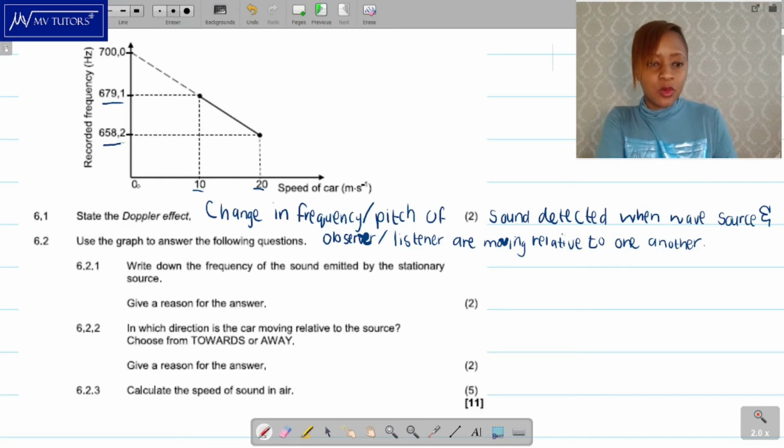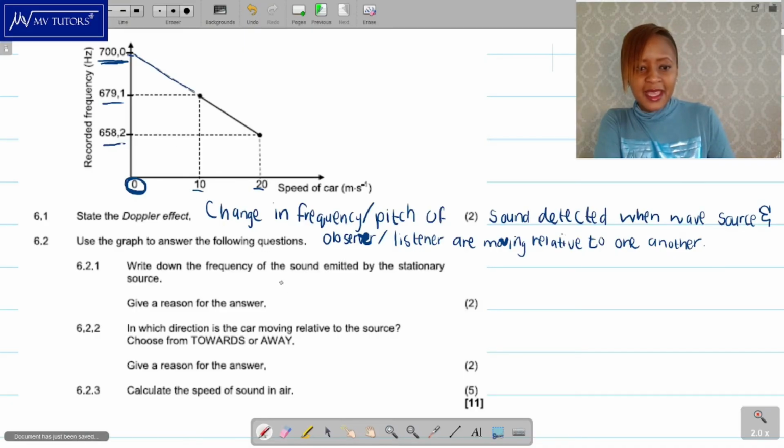Okay, so the key thing to look for, to get the true frequency emitted by the source, is for both the learner and the source to be stationary. So when the learner is stationary, the recording was 700. The information that we have is from 10 to 20, but through extrapolation of this data, we get the actual frequency of the source. So it is 700 hertz.